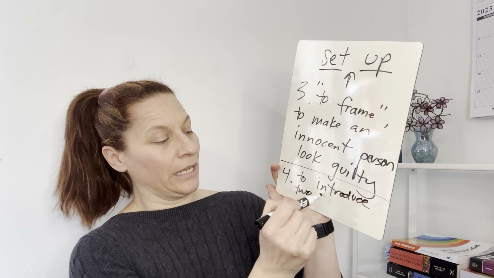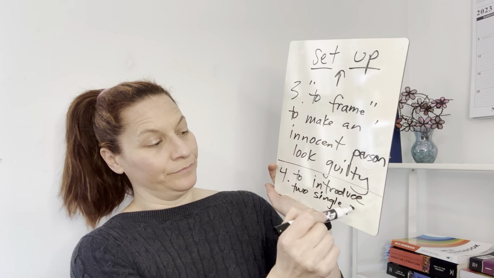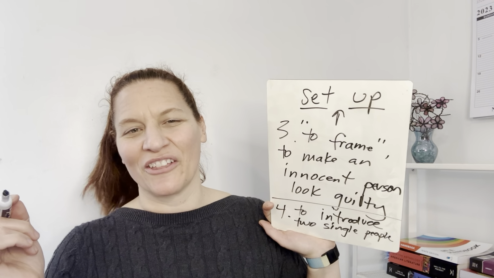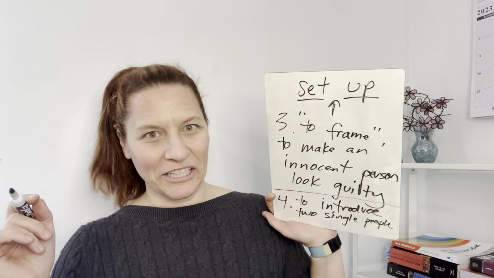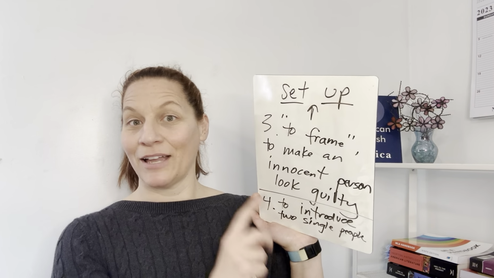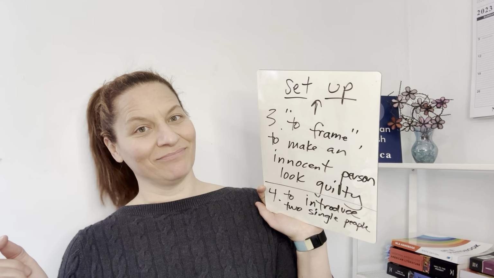So sometimes we set people up and it doesn't work out. And sometimes we set people up and they become a couple, right? So to introduce two single people, and you're hoping that they will be attracted to each other and start a romantic relationship. Okay. Have you ever set up some friends? Have you ever been set up on a date? Yeah, I'd love to know in the comments any of these definitions.